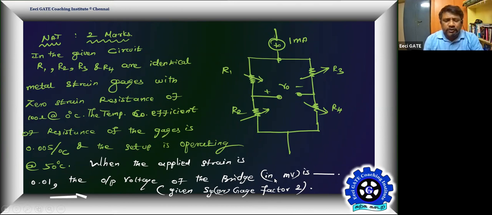Under this situation, a strain of 0.01 meter per meter is applied. The current is also given. Then we need the output voltage of the bridge in millivolts. The gauge factor is equal to 2. So how do we answer this problem?